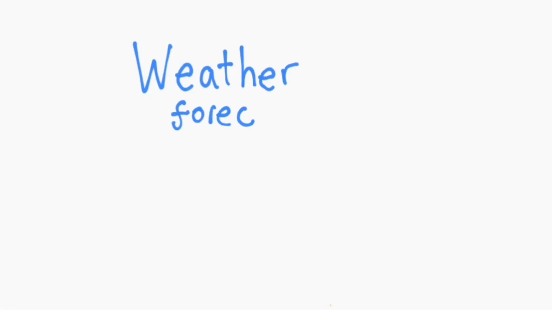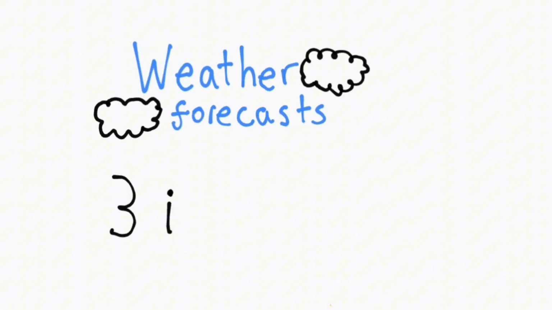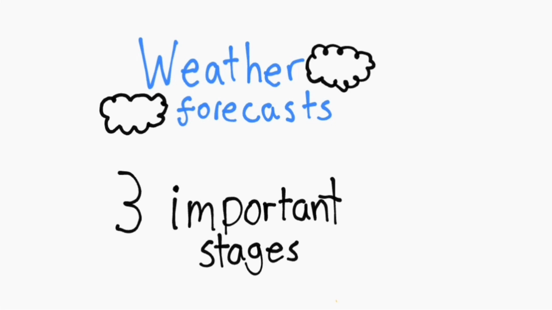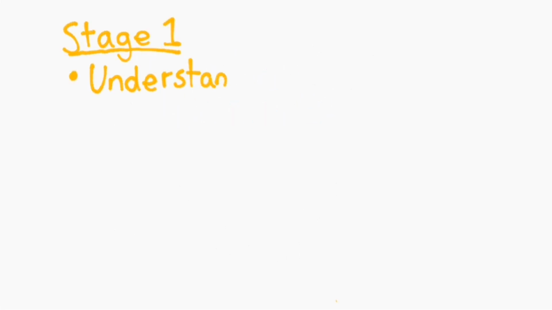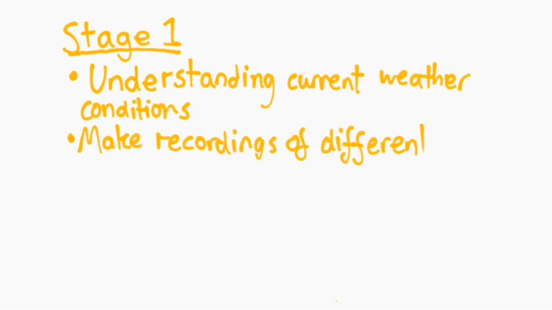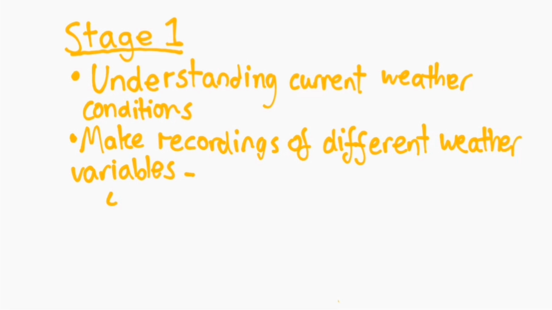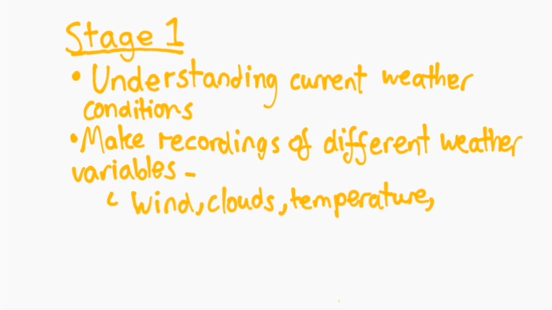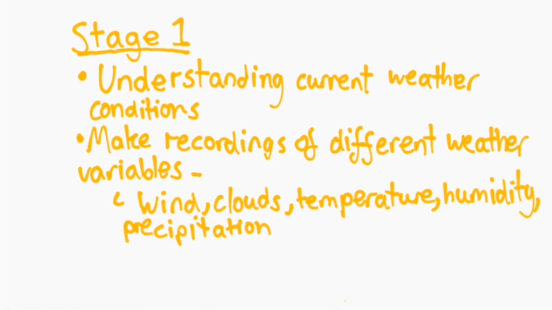Weather forecasts. Weather forecasts are made in three important stages. The first stage is understanding current weather conditions. Forecasters must understand what the weather is doing now by making recordings of different weather variables over a 24-hour period. These include wind, cloud, temperature, humidity, precipitation, and pressure.